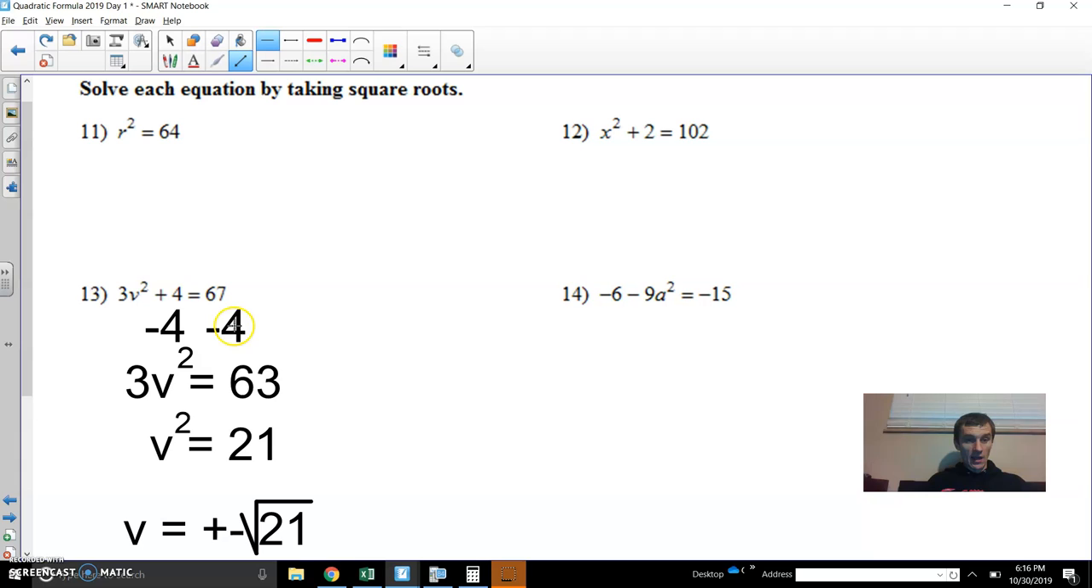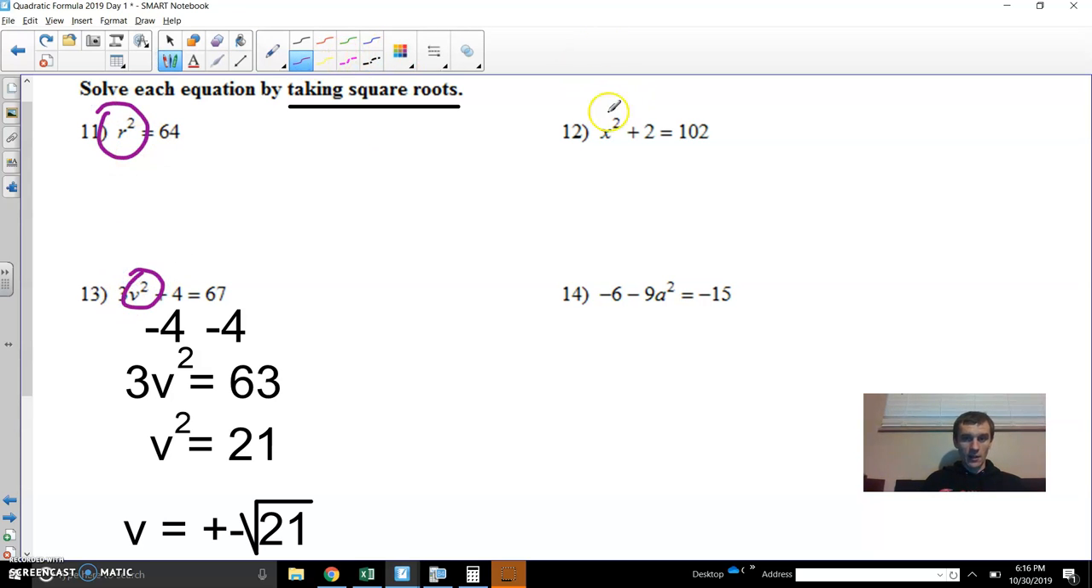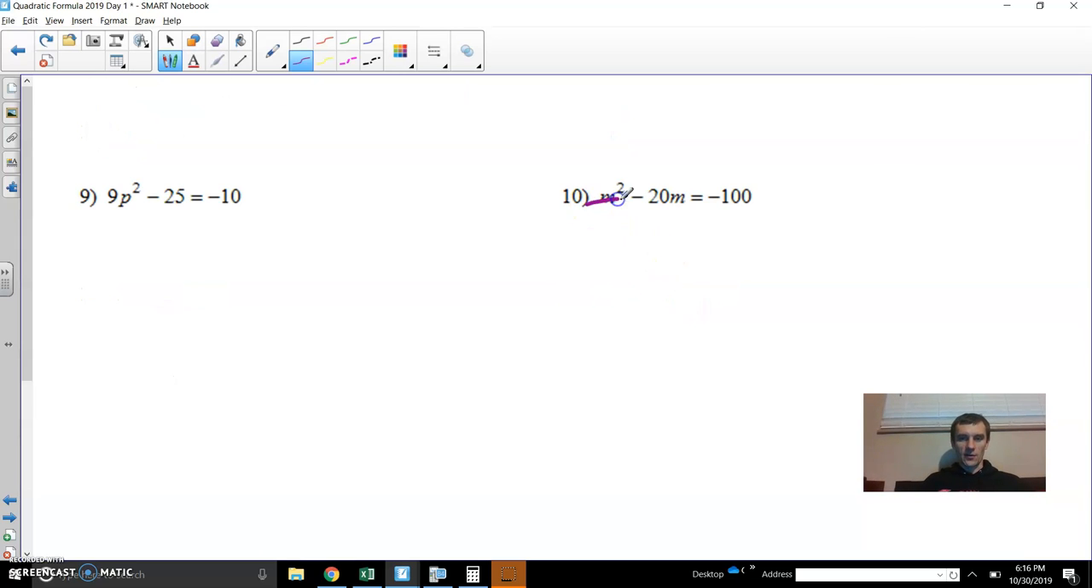First thing I want to do is try to isolate the variable. And I've talked a lot about when you do this. You should notice immediately that all of these problems are similar in the sense that they only have r squared, v squared, x squared, a squared. You have the quadratic term, but there's no other variable in there. Something like this, for example.